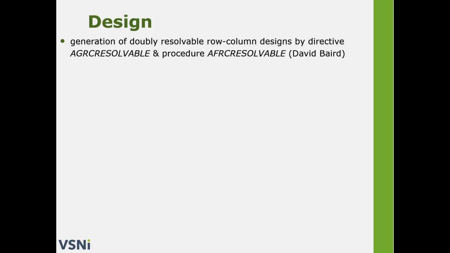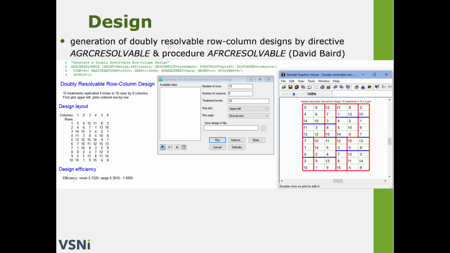Next, let's look at design. And David Baird has implemented a very nice algorithm to generate doubly resolvable row-column designs. And that's implemented in the directive AGRC resolvable, that has the algorithm. And then there's a procedure, AFRC resolvable, that calls the directive and puts together the output in a more comprehensive way. So this shows a run of the procedure.